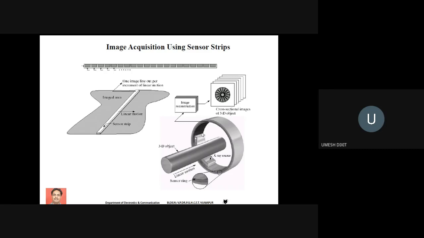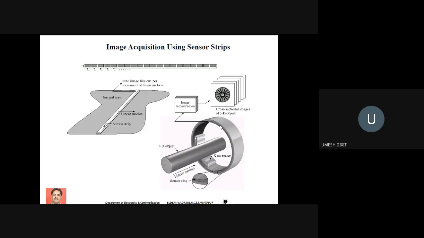Here he has shown how the image is reconstructed by rotation of this sensor and X-ray source in the ring configuration. So actually this type of arrangement we are going to use in the medical field as well as in the industry. One of the examples is we can have medical images by means of using this kind of arrangement.